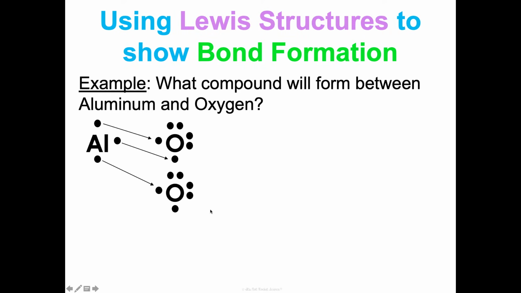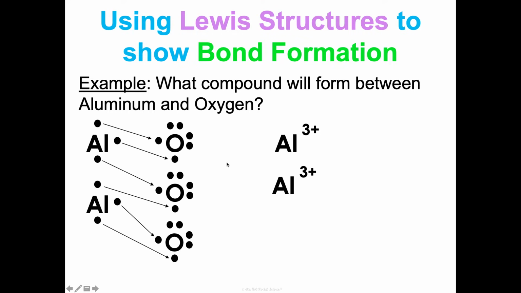Yay, aluminum's stable, but is oxygen? No, it still has this one that needs a pair. So we got to add another aluminum. We transfer that. Now oxygen's good, but again, aluminum's not. Got to add another oxygen. But then when we get to here, we see, oh yay, everyone is now stable, so we can rewrite them.